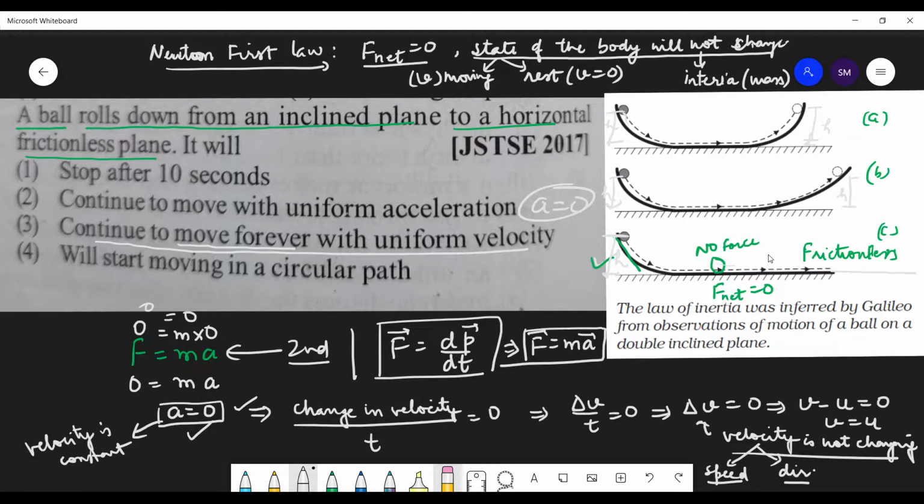On the ground it stops because an uneven force of friction, which is in the opposite direction, acts on it, and the ball decelerates and stops after some time. But here, on this frictionless surface, the ball will keep on moving until it reaches the vertical height from which it has started. So these are the observations of the motion of the ball by Galileo. Okay, so on the double inclined plane, this plane is inclined, this is another, so these are double inclined planes. And then he inferred that it happens due to the law of inertia.